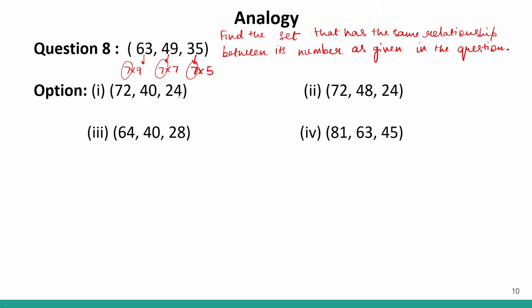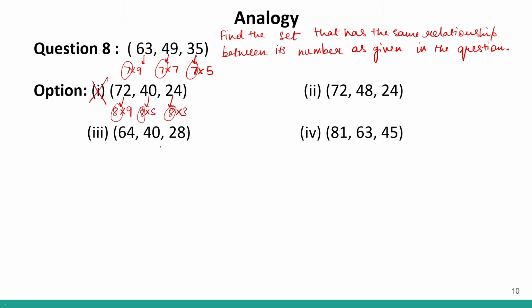72, 40 and 24. I can see this is 8 into 3, 8 into 5, and 8 into 9. Correct? This is 8 into 9. So now 8 is common, but we have 3, 5 and 9. We should have 3, 7 and 9. So this is not correct.